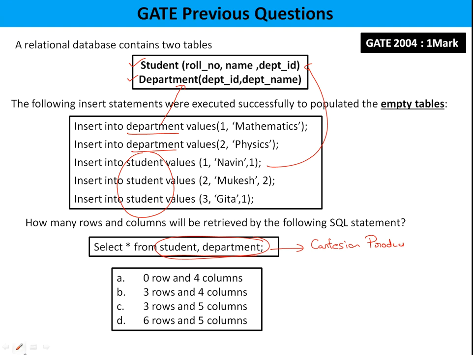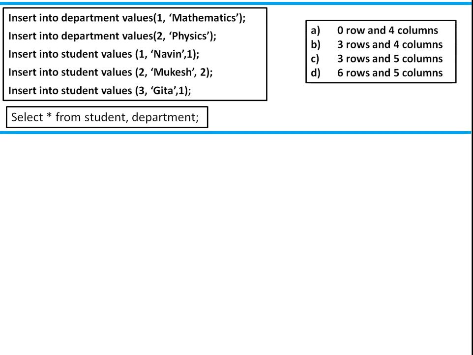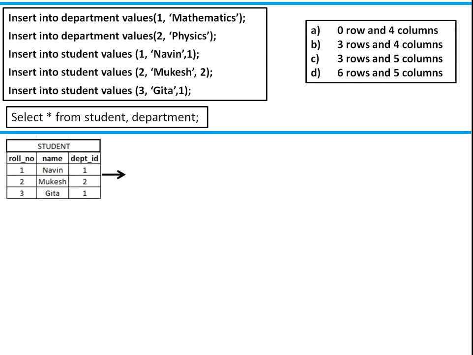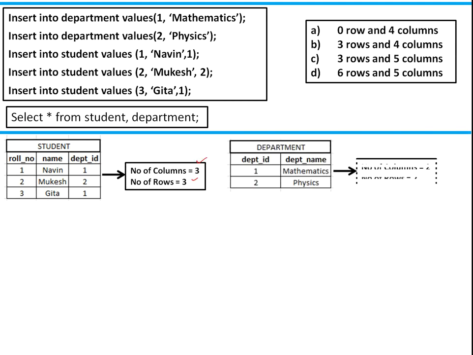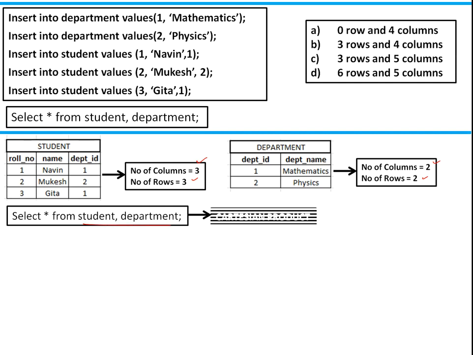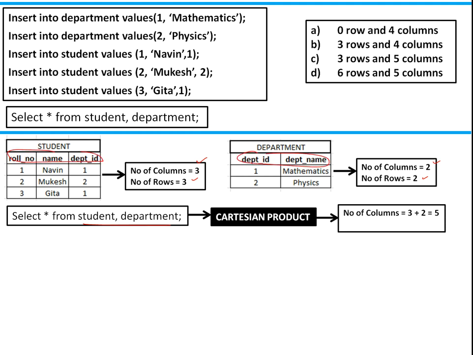So the student table will have 3 columns, 3 rows. The department table will have 2 columns, 2 rows. This join is a Cartesian product. So the number of columns will be added: 3 plus 2, that is 5. The number of rows will be multiplied: 3 into 2, that will be 6, guys. So employee number 1 you will see in 2 departments, likewise. So the answer will be D, guys. It's a straight question, guys.